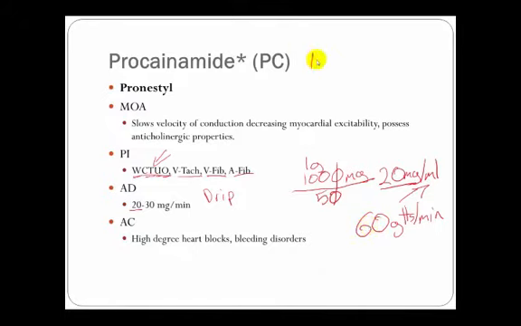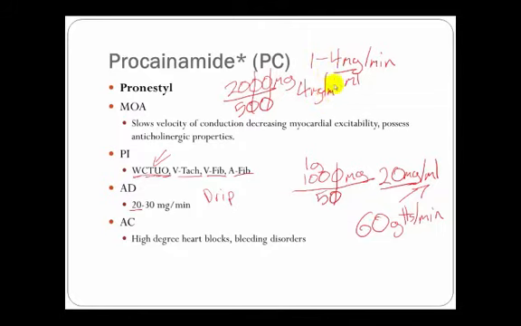The maintenance strip of procainamide is 1 to 4 milligrams per minute. As far as dosing goes, you want to mix it to 4 milligrams per milliliter, 2 grams into a 500 bag. The 2 grams converts to 2,000 milligrams. 2,000 divided by 500 is 4 milligrams per milliliter. And then 1 to 4 milligrams per minute.